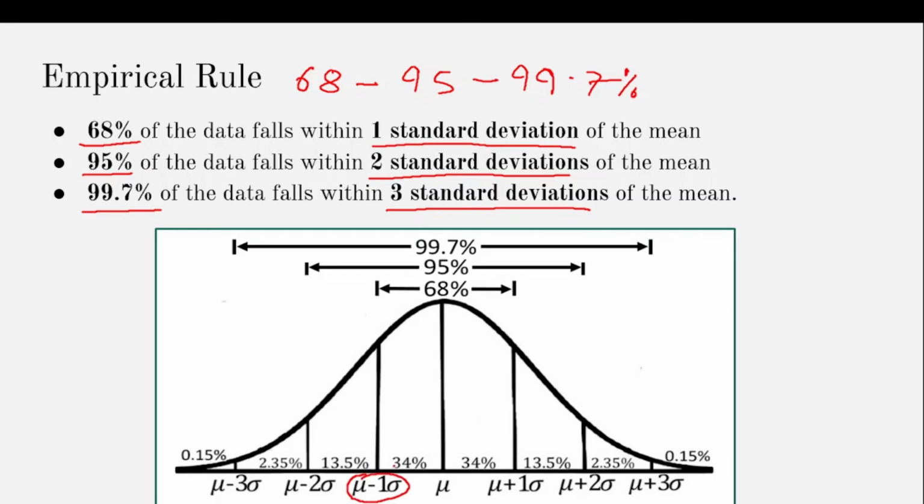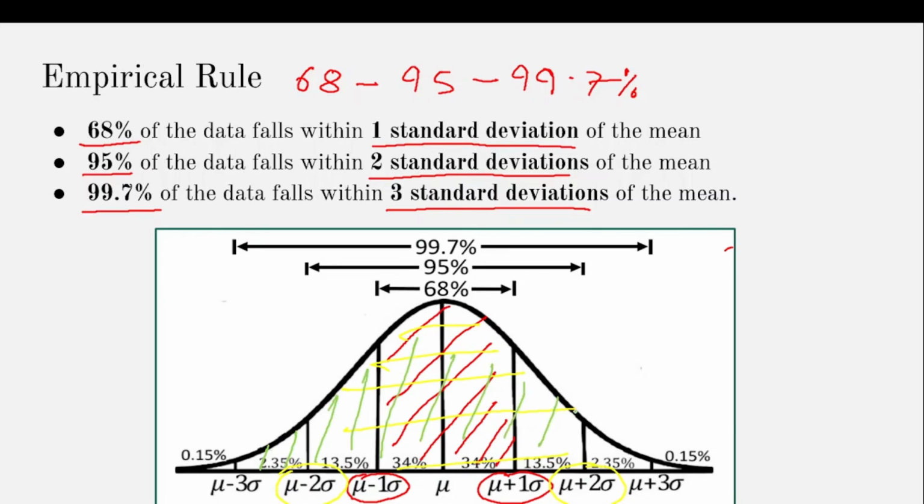Therefore, from the below distribution, we can say that 68% of the data will fall within the region of mu minus 1 sigma to mu plus 1 sigma. That is, in this region, I'll be having 68% of the data points. Similarly, 95% of the data points will be present within 2 standard deviations of the mean, that is, from mu minus 2 sigma to mu plus 2 sigma. And 99.7% of the data points will be present within 3 standard deviations of the mean, that is, from mu minus 3 sigma to mu plus 3 sigma, that is, in this region.